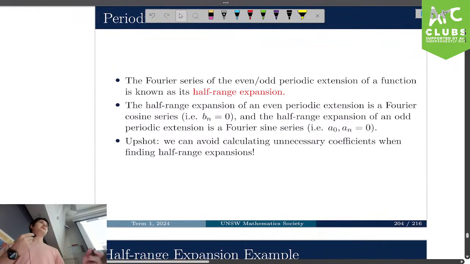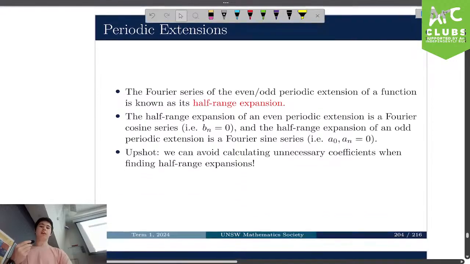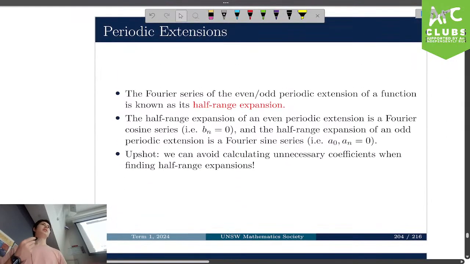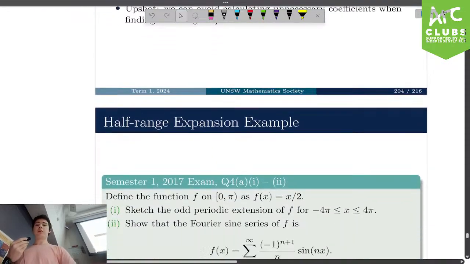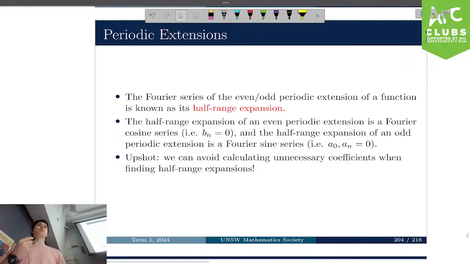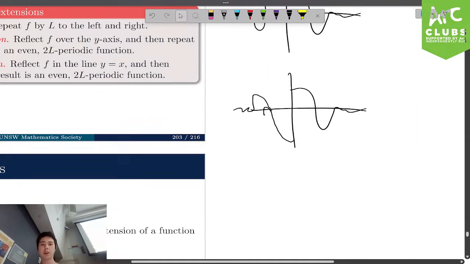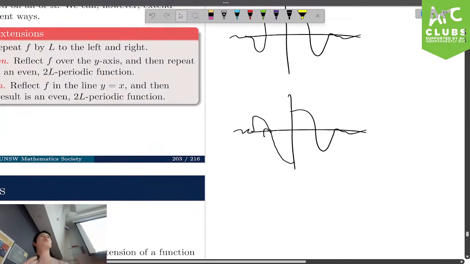You can also use these to intuit what coefficients we're going to be dealing with. If we have an even function, we know that we're not going to be using any sinusoidal components. It'll only be cosines. If we're dealing with an odd one, we only have sinusoidal components, no cosines, right? Fairly intuitive.